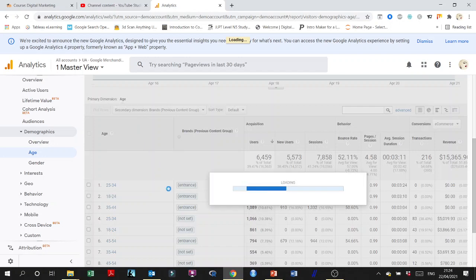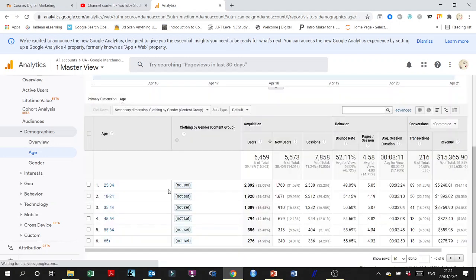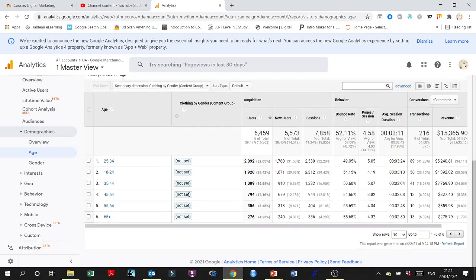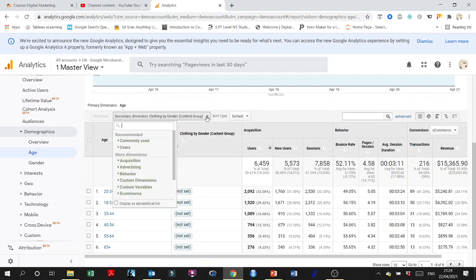That's quite interesting. Clothing by gender. There's some interesting stuff. It's not set though. So try to find things that are set.